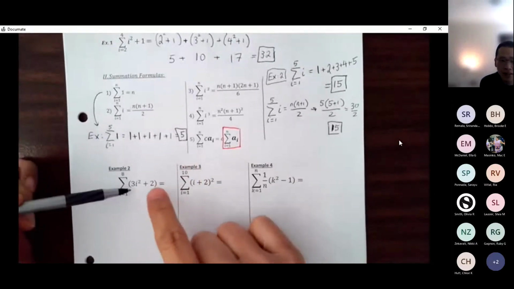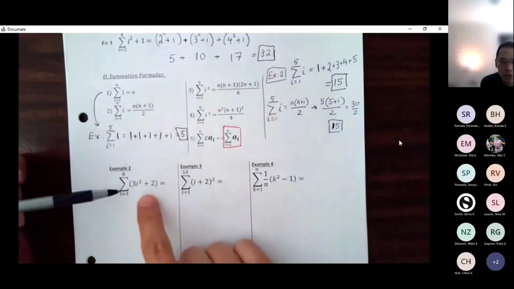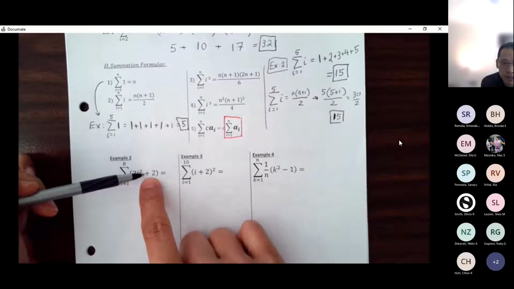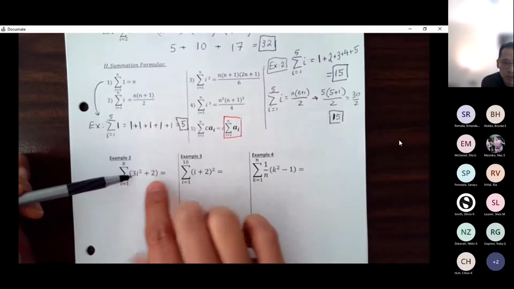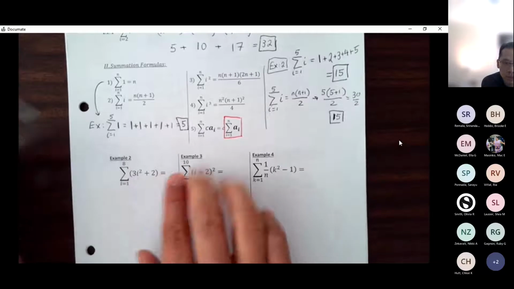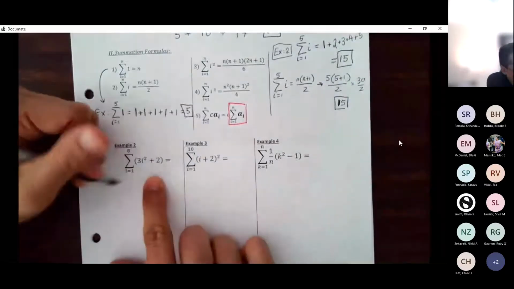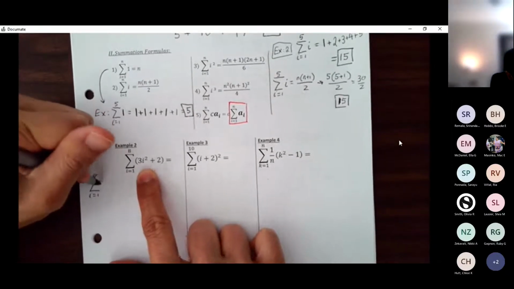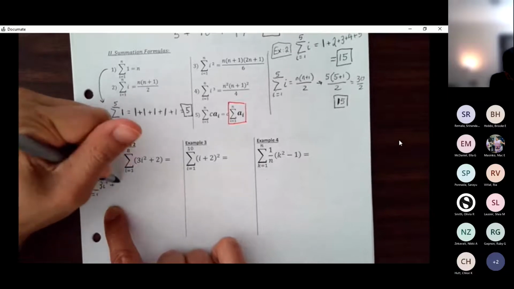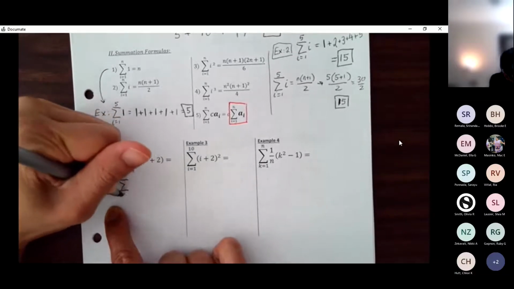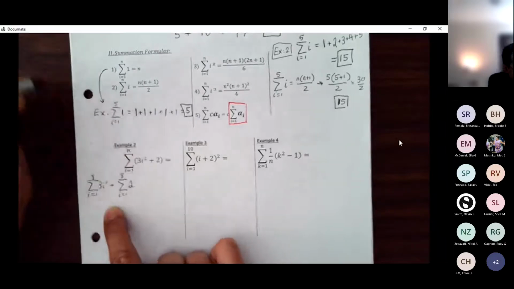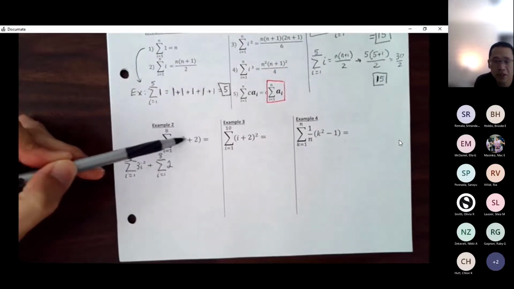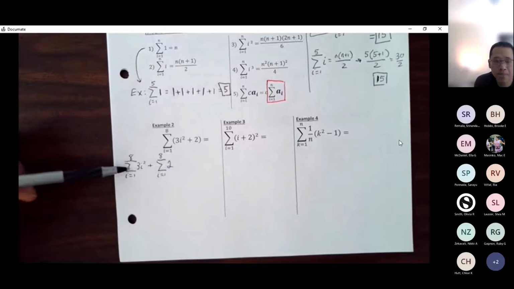Now, what you can see here is that this looks a lot more complicated than these individual rules. So we're going to separate it into individual parts. As long as we have a plus or minus between these terms, we can think of these as separate summation rules. So I'm just separating them, assigning that summation notation for each of the terms.